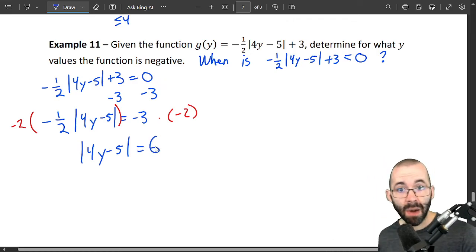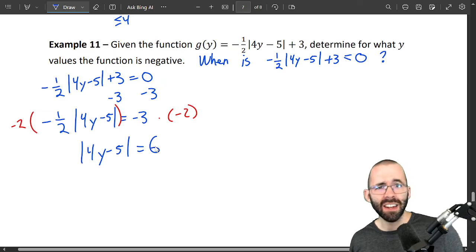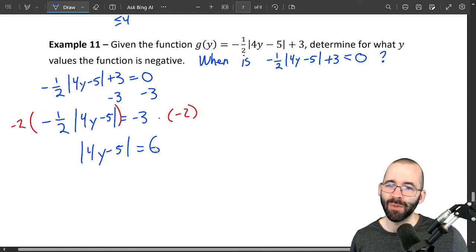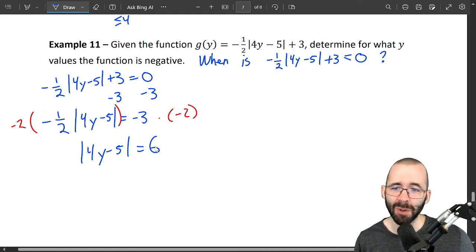It's good that the right side's positive. If the right side were negative 6, we'd say, oh, this never happens. And then we'd have a weird situation. We'll cross that bridge when we come to it. I think we come to it in the next video.